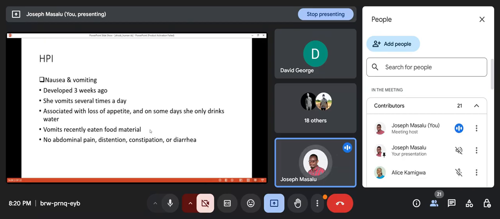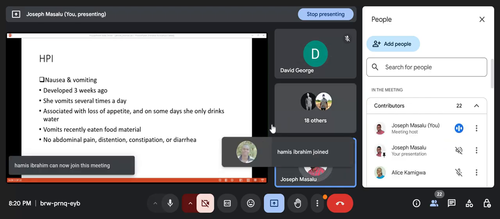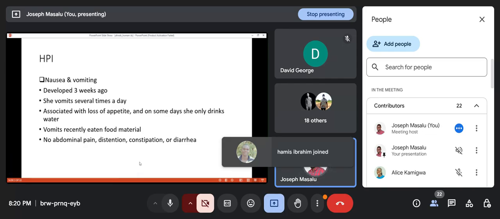Starting with nausea and vomiting, this developed 3 weeks ago, and she reports to vomit several times a day. It is associated with loss of appetite, and on some days she only drinks water because of loss of appetite. The vomitus contains the recently eaten food material, and there is no abdominal pain, no abdominal distension, no constipation or diarrhea.